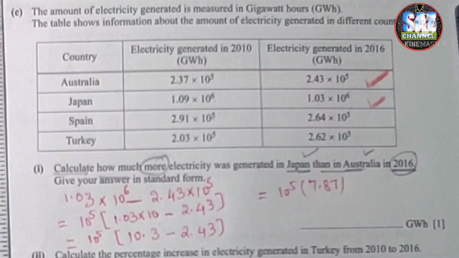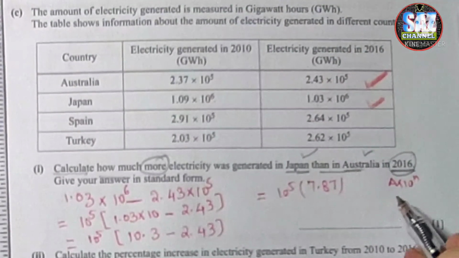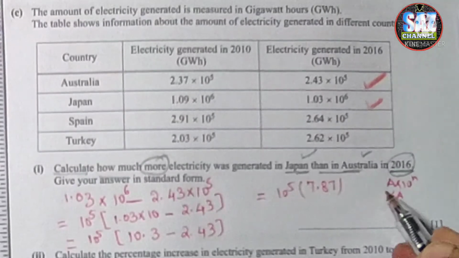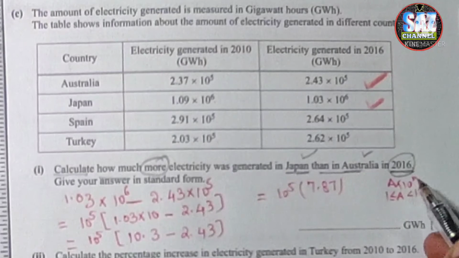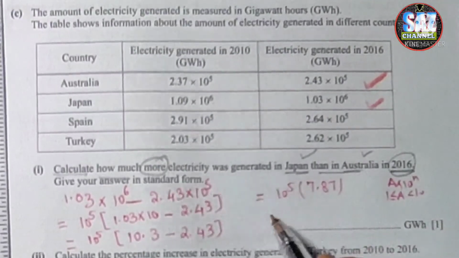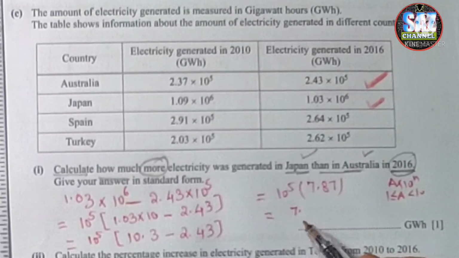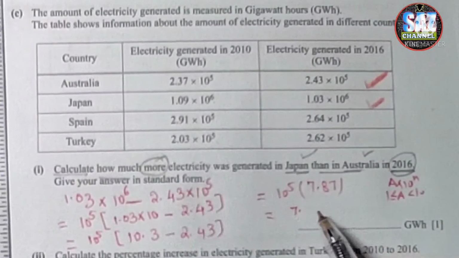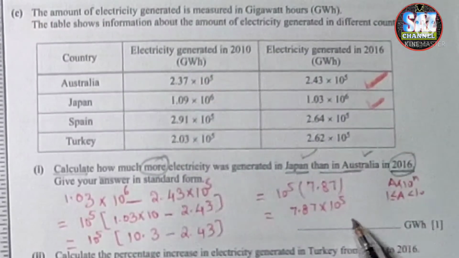Recall the concept of standard form: the number must be expressed as the product of 2 numbers, a multiplied by 10 raised to the power of n, and the a part must be between 1 and 10. And the power of 10 is an integer, that can be positive, can be negative. So the difference between electricity generation is 7.87 multiplied by 10 raised to the power of 5. I hope really easy question.